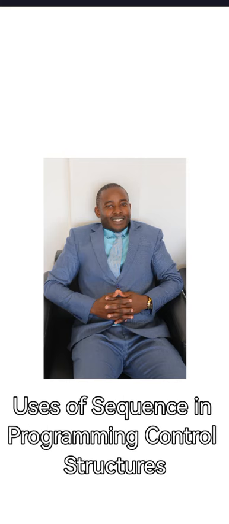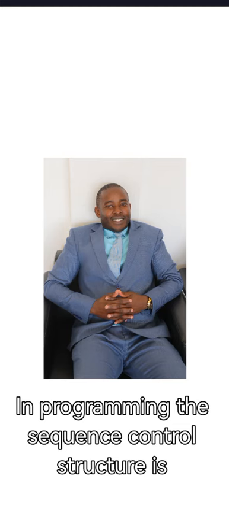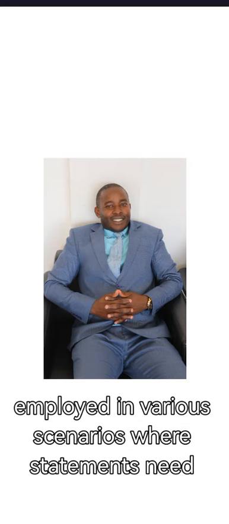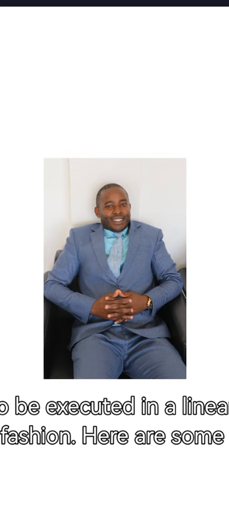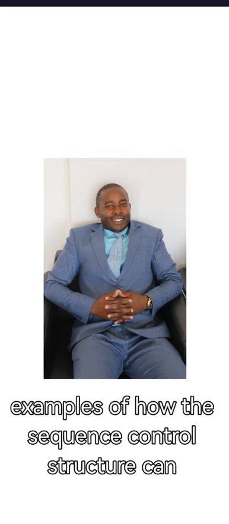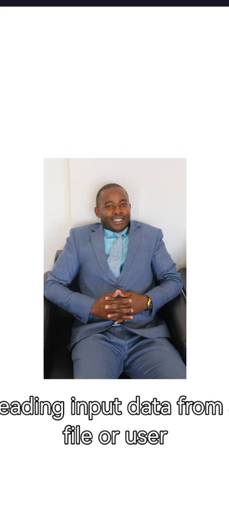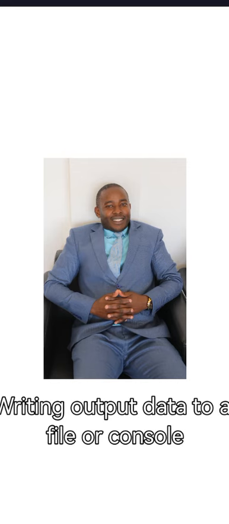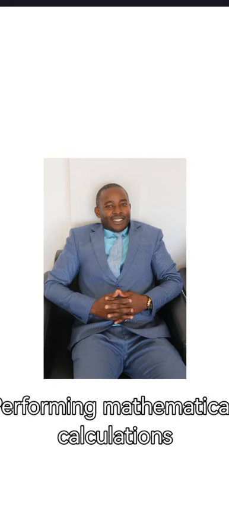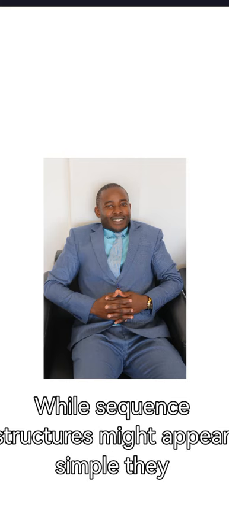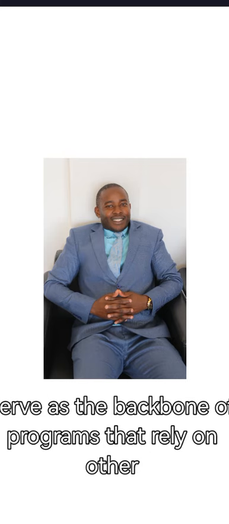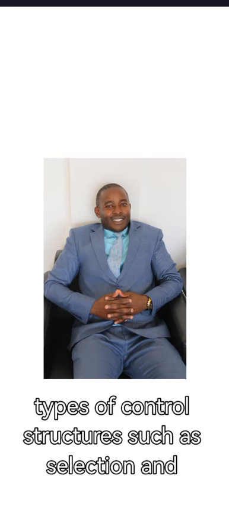Uses of sequence in programming control structures. In programming, the sequence control structure is employed in various scenarios where statements need to be executed in a linear fashion. Here are some examples of how the sequence control structure can be used: computing the sum of a series of numbers, reading input data from a file or user, writing output data to a file or console, performing mathematical calculations. While sequence structures might appear simple, they serve as the backbone of programs that rely on other types of control structures, such as selection and iteration.